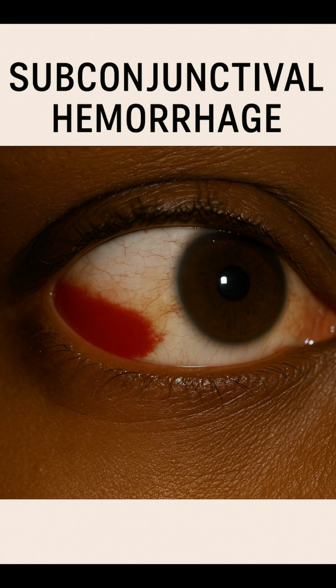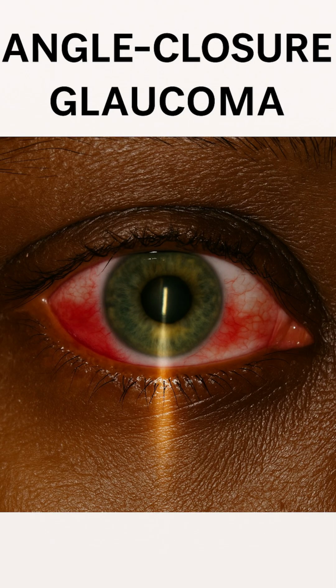This redness would usually not cross the limbus. There is no pain, but there could be a feeling of irritation or grittiness, and there will be no discharge. For angle closure glaucoma, the redness is usually engorged.